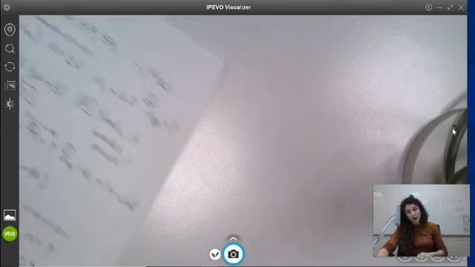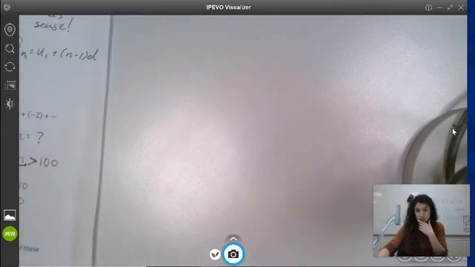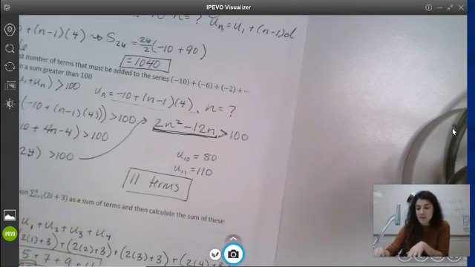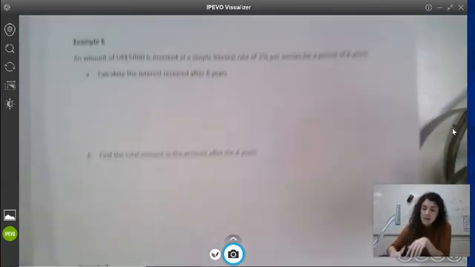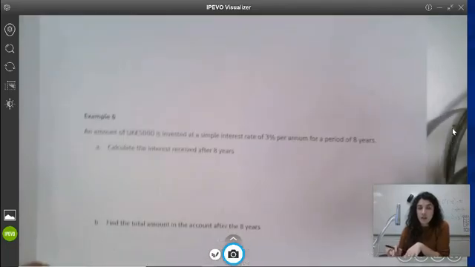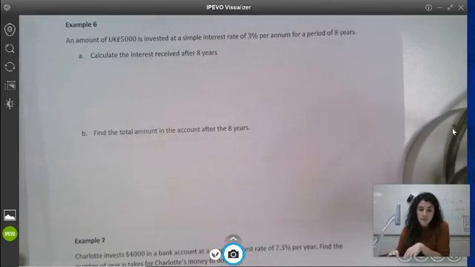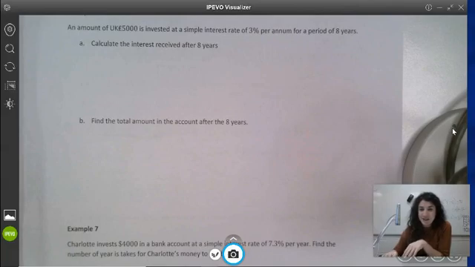That is it for our second lesson of this section of our sequences and series. We now know what a sequence and a series is, and we're going to talk about our real-world application of simple interest the next class. Good job.